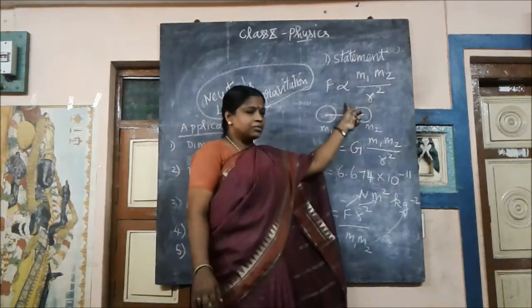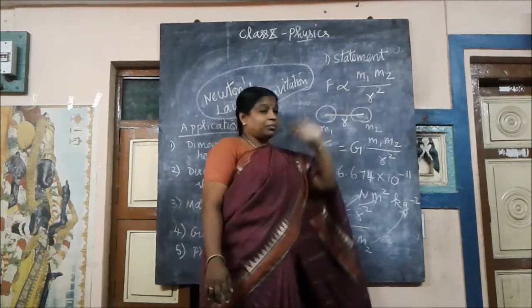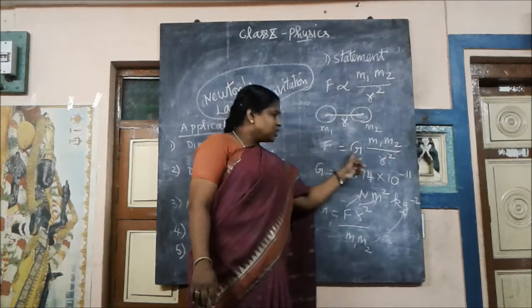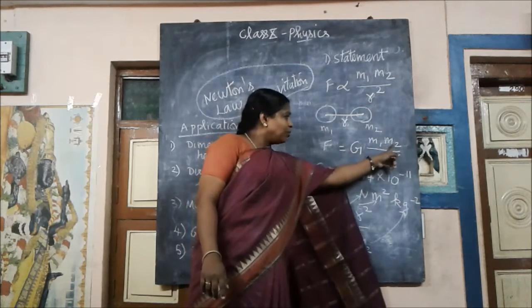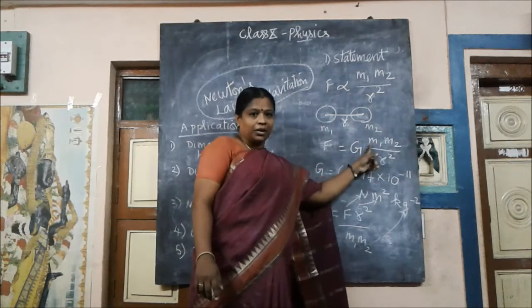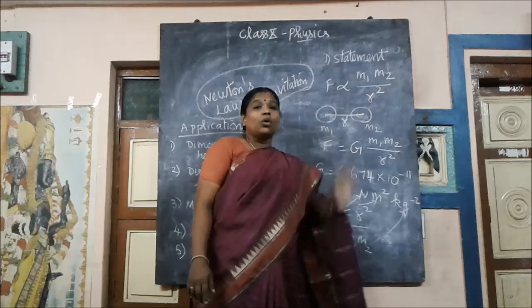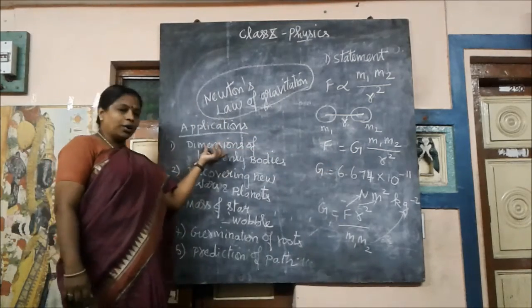Now you take this. If F is known, R is known, mass can be determined from this equation. G is a constant, already we know. If F is known, R is known, M2 is known, M1 can be determined. So like this, if a few quantities are known, another unknown quantity can be determined. That is the first point.